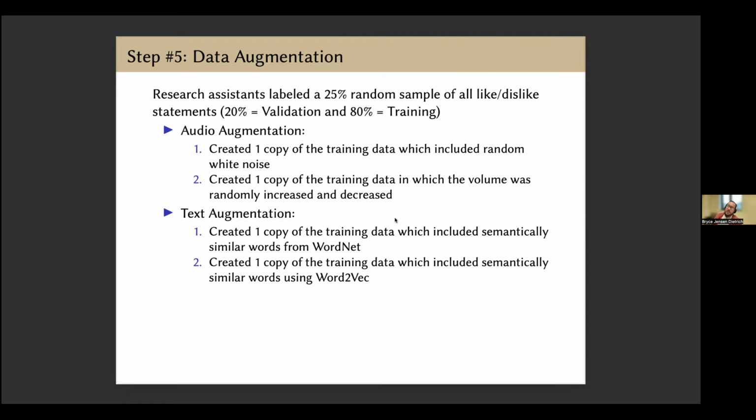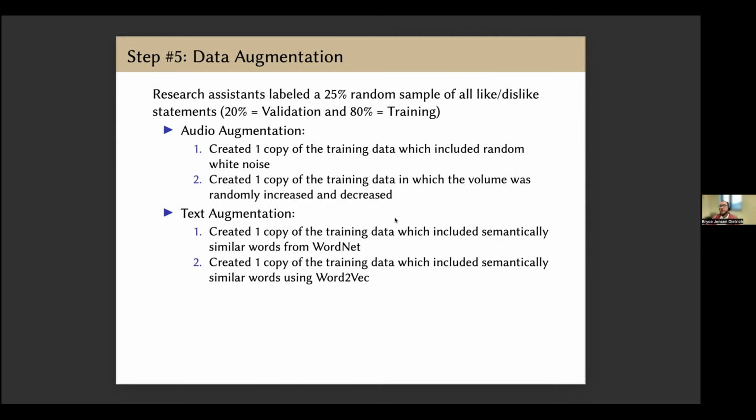However, let's imagine a world where the only words that we have describing Joe Biden in the training set are "I like Joe Biden," and there are no instances in the training set of "I love Joe Biden." We want to give that information to the algorithm so it can correctly classify instances of "I love Joe Biden" out of sample. And that's exactly what we tried to accomplish in the text augmentation step.